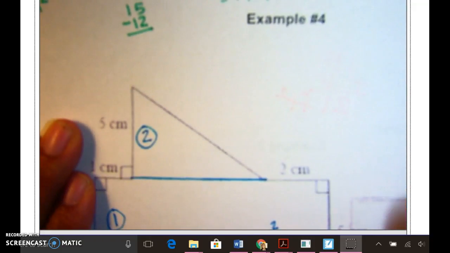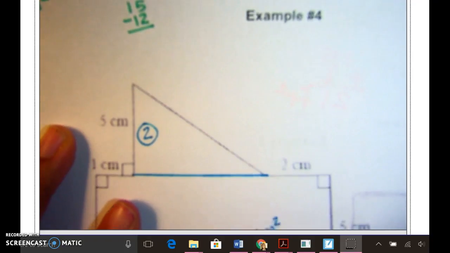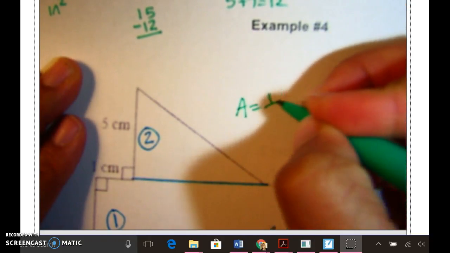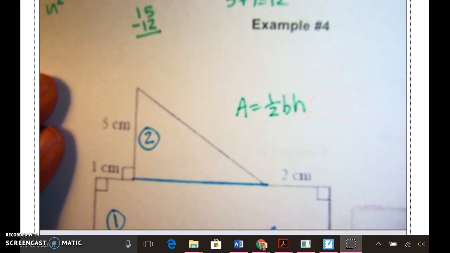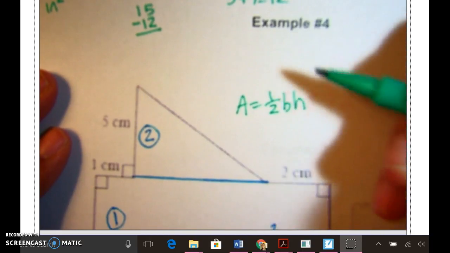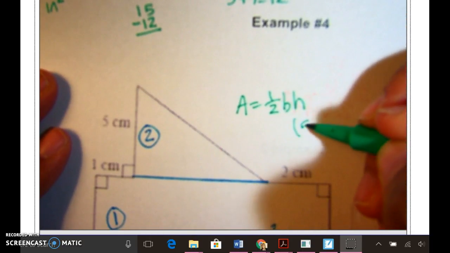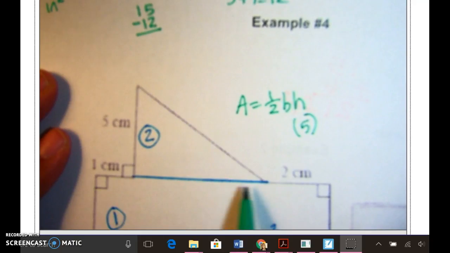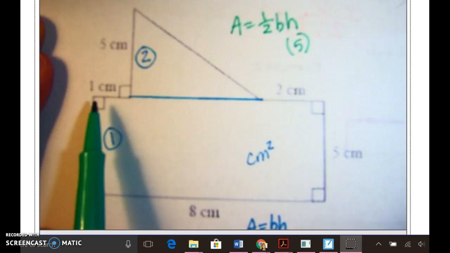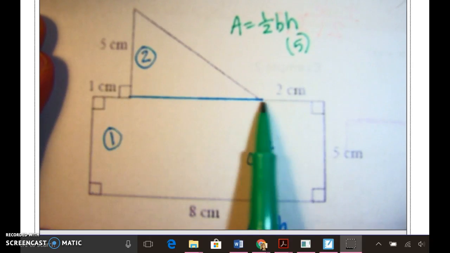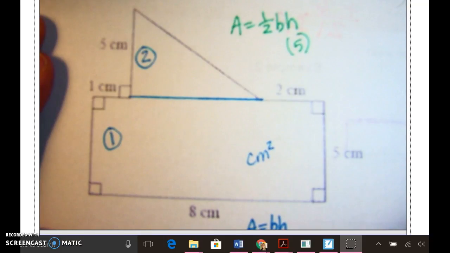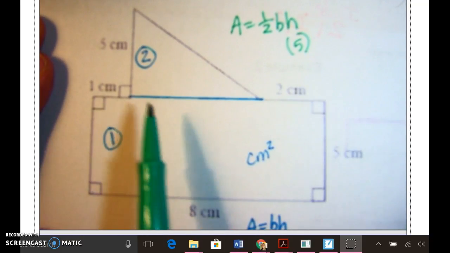Then I have this triangle. I'm going to use a different color. The triangle's formula for area is half of base times height. Well, I know the height. They tell me that this is 5. So I know the height's going to be 5. What is this base? I have to put together the information that they give me. I know that this whole thing would be 8, all the way across here, because this whole thing is 8. But I don't need the whole thing. I just need this part.